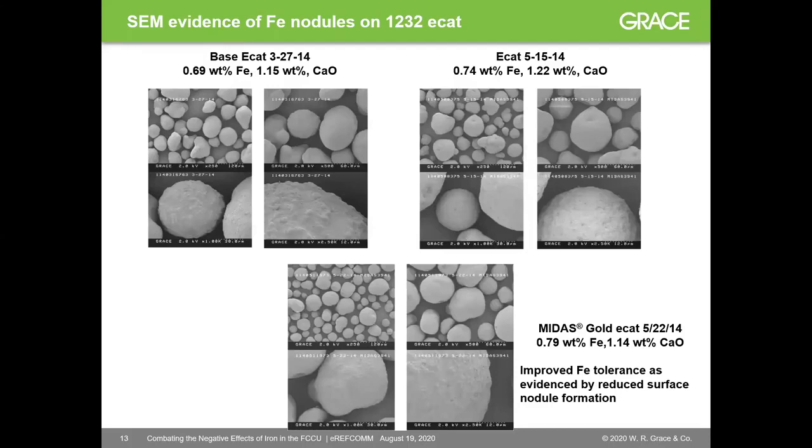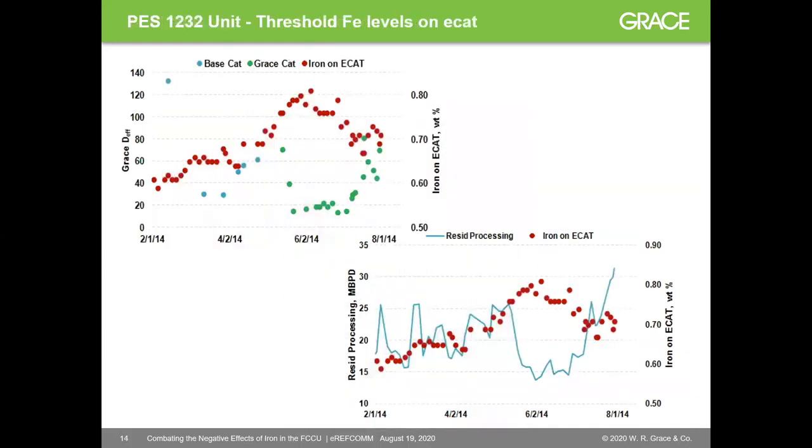SEM pictures suggested that Grace's Midas Gold FCC catalyst had superior resistance to iron complex nodule formation than did the base catalyst, as the morphology is improved despite the same or even higher levels of iron or calcium. Grace also utilized an analytical technique called the effective diffusivity test, which tracked well with the changes in Ecat iron concentration and unit performance. Please note that diffusivity measurement is a troubleshooting tool. This is not a fresh catalyst property.